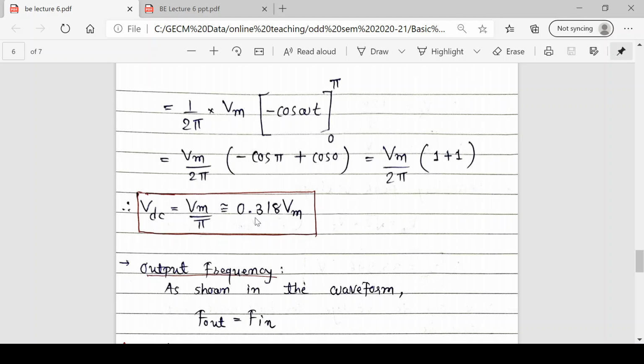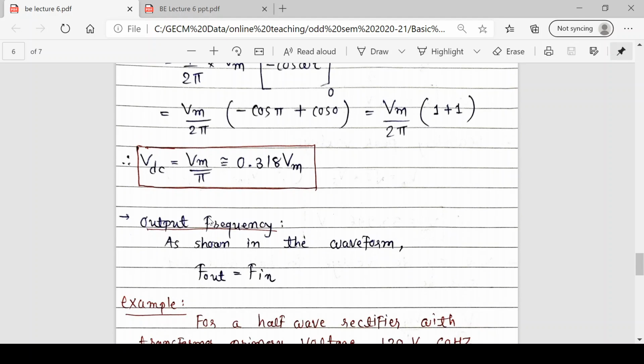as 0.318 Vm. So you can remember this, it is output of half wave rectifier. It will be Vm upon pi or 0.318 Vm. And you need to remember what is Vm. Vm is peak voltage of secondary.